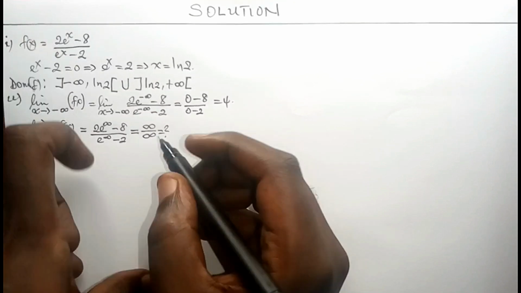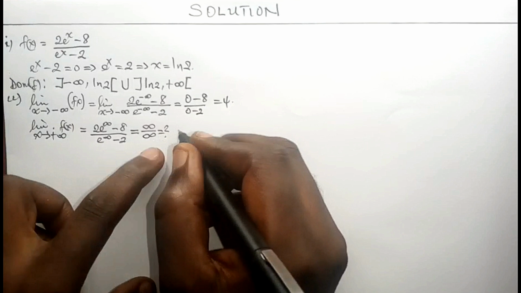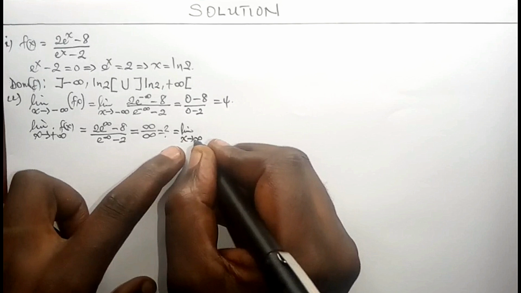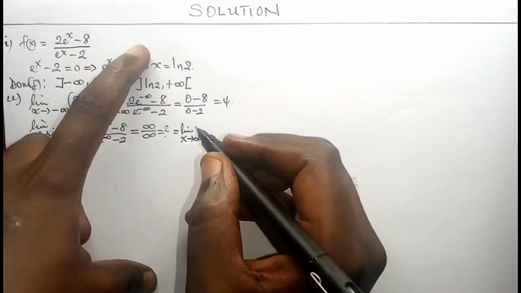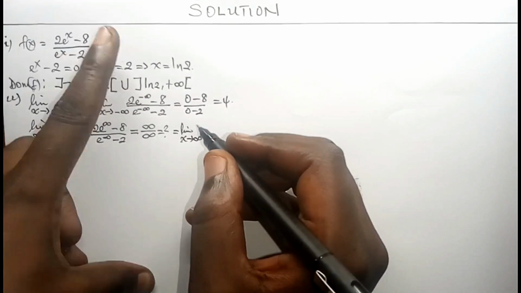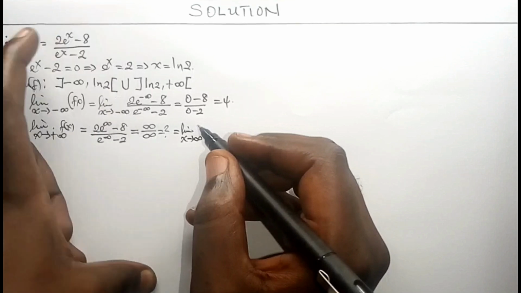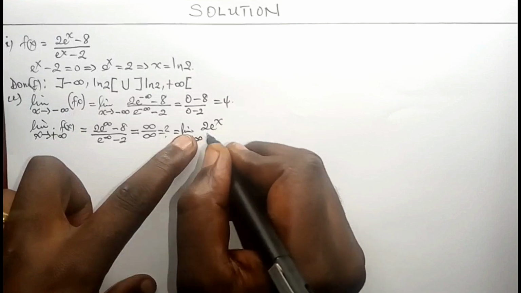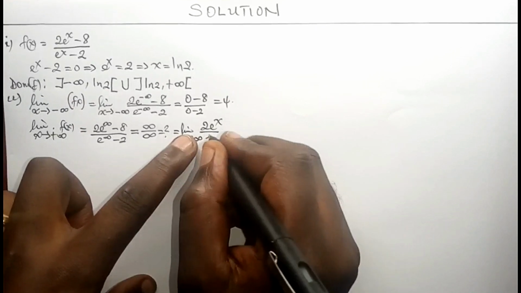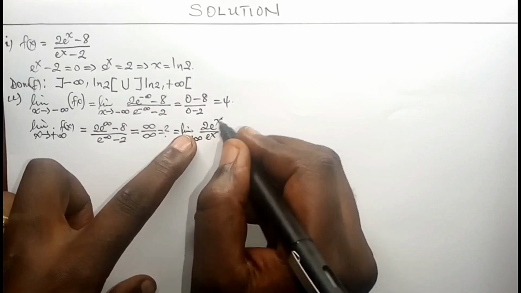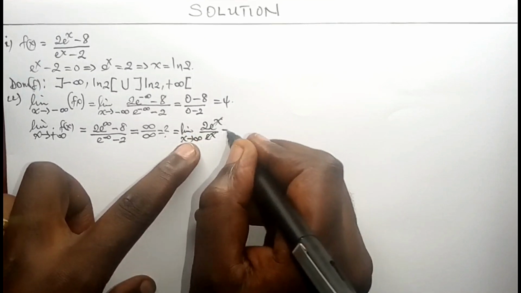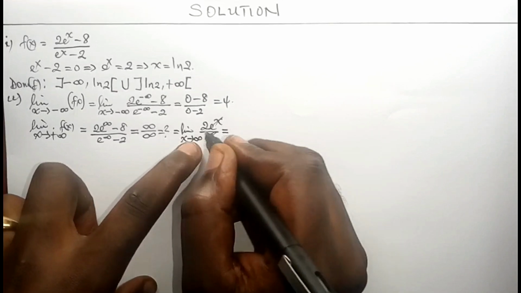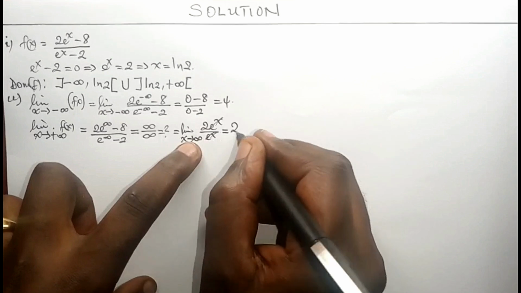You now use L'Hopital's rule. So this could simply be equal to the limit as x tends to infinity of, I differentiate up separately and differentiate down separately, not the quotient rule. You differentiate independently up and down. The derivative of the top gives me 2e to the x, and the derivative of the bottom gives me e to the x. And these two would cancel, and you are just left with the limit as x tends to positive infinity of 2. The limit of a constant is always the constant.